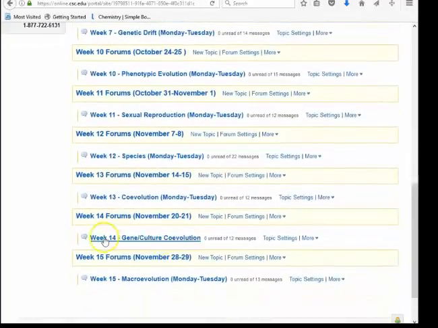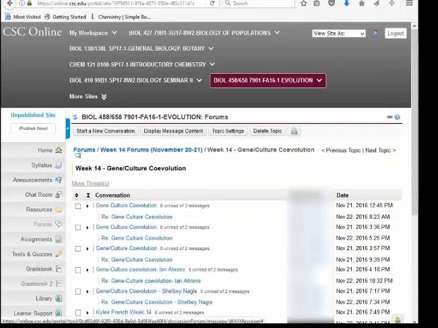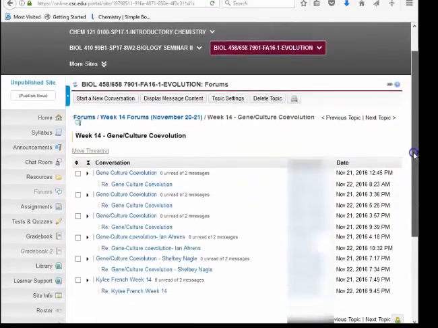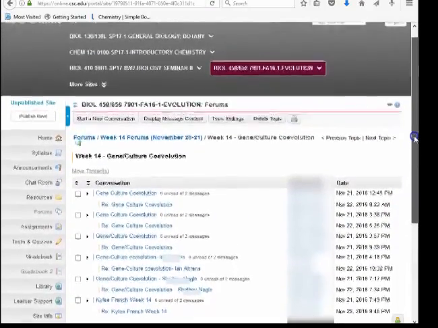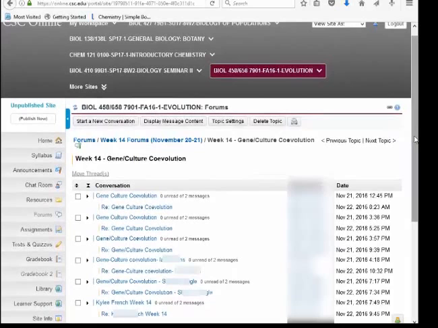In week 14, we're getting toward the end of the semester, looking at gene and culture interaction. Specifically, the article that they were looking at used serotonin transporters, and they found that in highly social cultures, the serotonin transporters are more extensive and more effective than in cultures that might be considered more individualistic or pioneer.